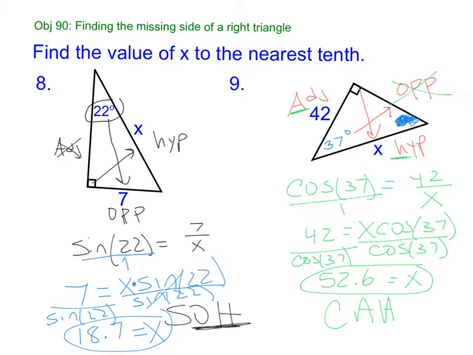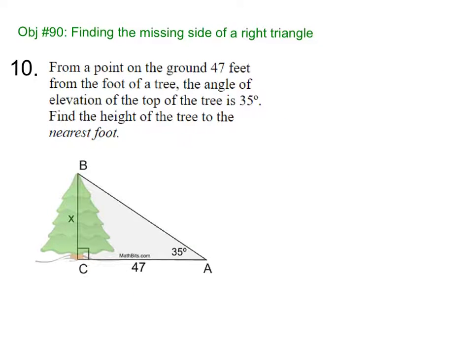All right, we got one more, and it's a word problem, but I promise it's an easy word problem. So the nice thing, we're actually going to do a bunch of word problems next week. Here's the great thing. It's a word problem, but it came with a picture, and the picture's already labeled and everything. From a point on the ground, 47 feet from the foot of a tree, the angle of elevation of the top of the tree is 35. So angle of elevation is this angle. They already labeled it. Find the height of the tree.